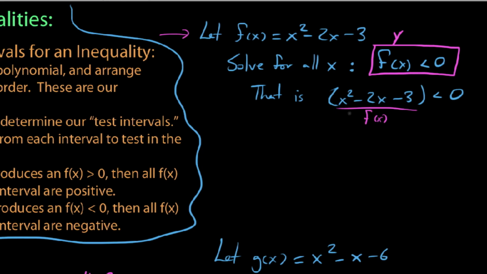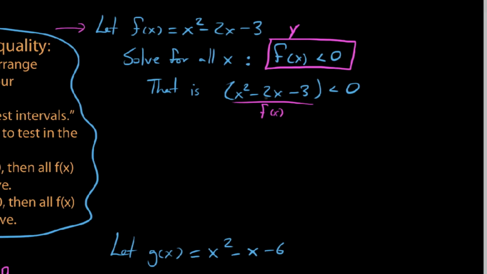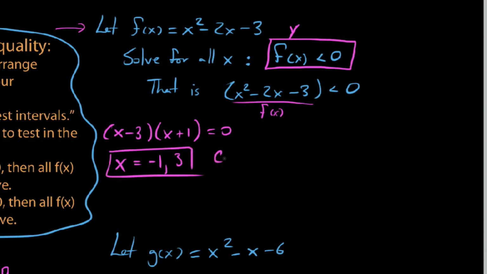So for this polynomial inequality up here, what we're going to do first is this. You can see up here, this is step number 1: we're going to find all zeros of the polynomial and arrange them in increasing order. That's kind of nice. We're going to give our solutions the name critical values this time. What are the critical values of this inequality? Basically, what we need to do is find all the zeros of this. So the zeros of x squared minus 2x minus 3: that factors down into x minus 3 times x plus 1. If we're finding the zeros of this, simply put, we'd say negative 1 and positive 3 are these zeros. And we call these critical values.